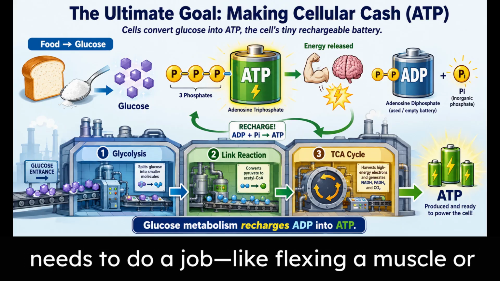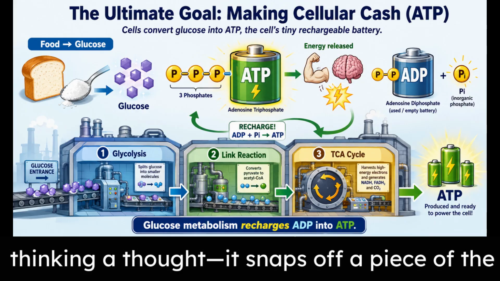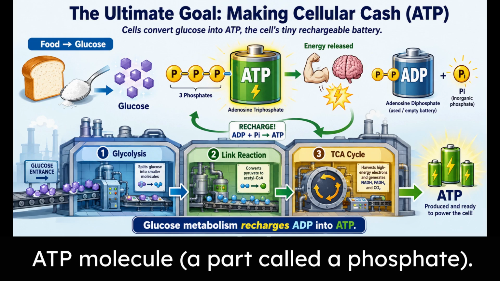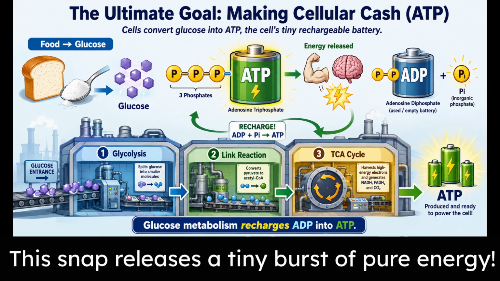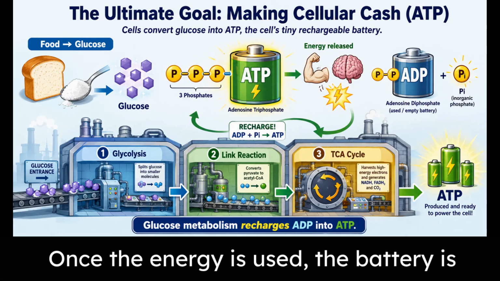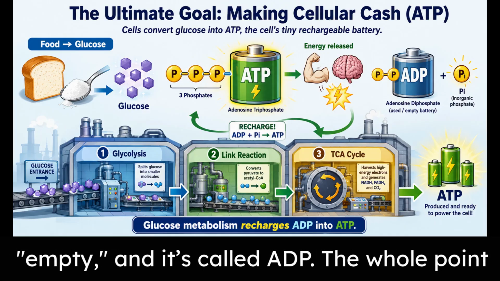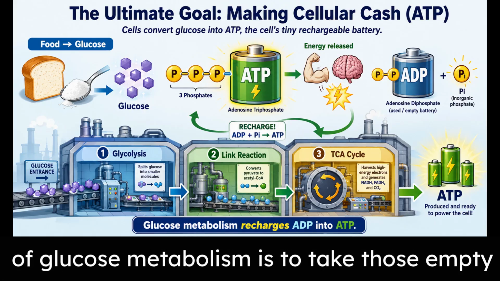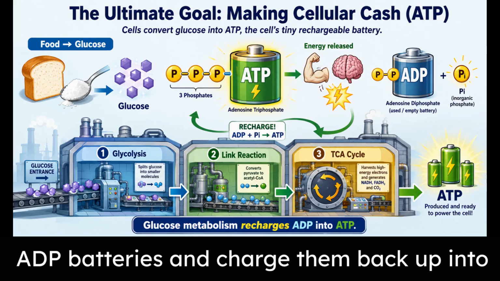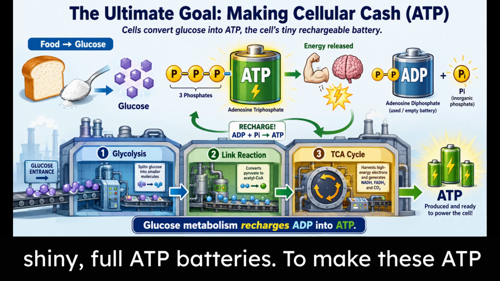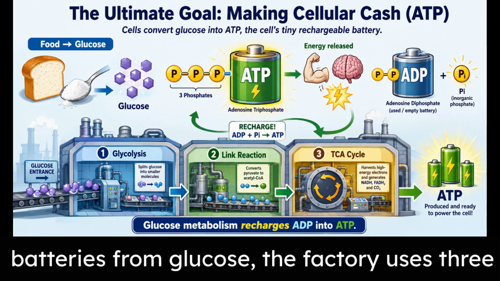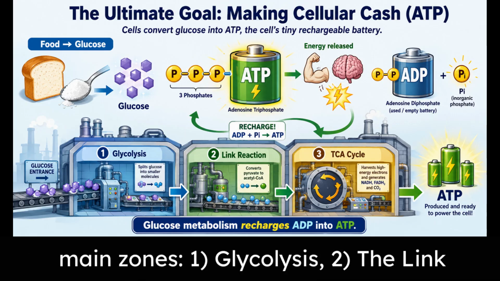When a cell needs to do a job, like flexing a muscle or thinking a thought, it snaps off a piece of the ATP molecule, a part called a phosphate. This snap releases a tiny burst of pure energy. Once the energy is used, the battery is empty, and it's called ADP. The whole point of glucose metabolism is to take those empty ADP batteries and charge them back up into shiny, full ATP batteries. To make these ATP batteries from glucose, the factory uses three main zones.